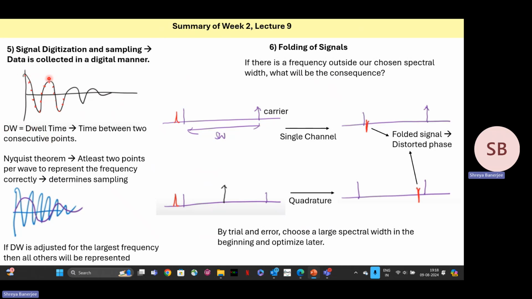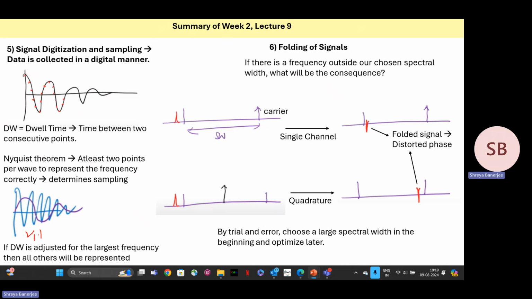And then after it collects all the data points, it fits a curve to the data points, which forms our FID. So once again, the time between two consecutive data points in the FID is called the dwell time, or DW. There is a theorem called the Nyquist theorem, which says that at least 2 points per wave are needed to be collected to represent the frequency. So the question is, what is the minimum number of data points you need to collect? You can see here, this is a superimposition of two frequencies.